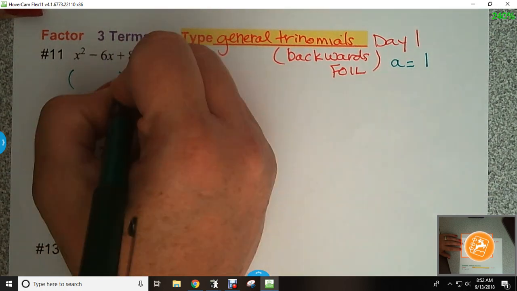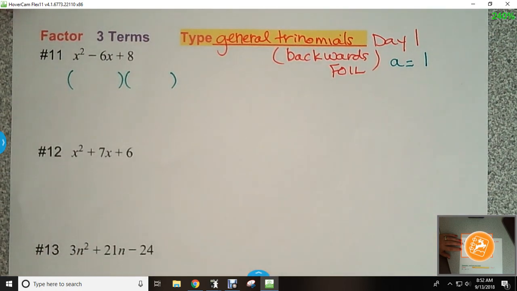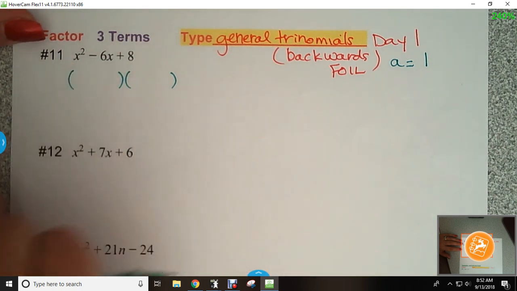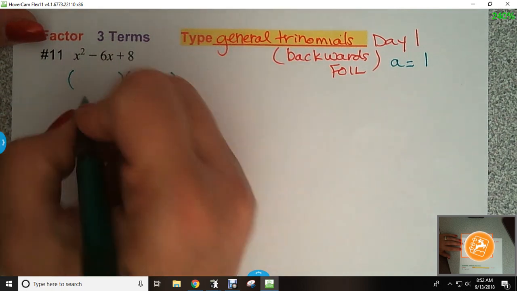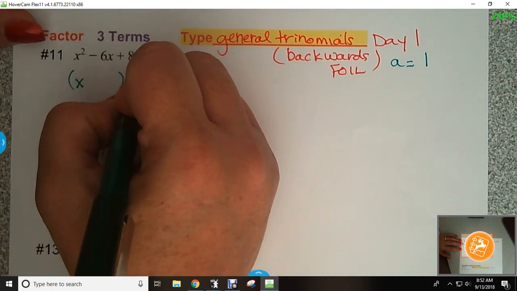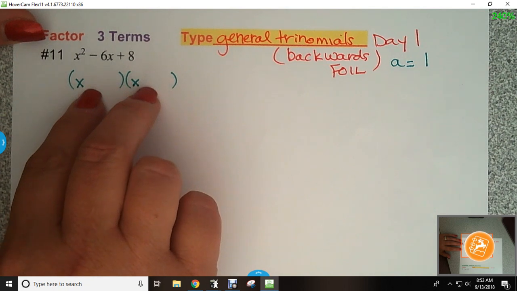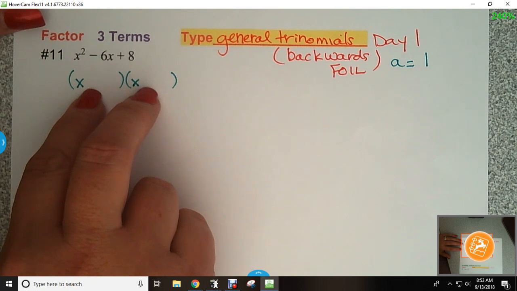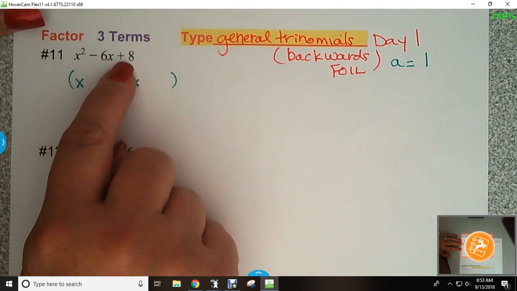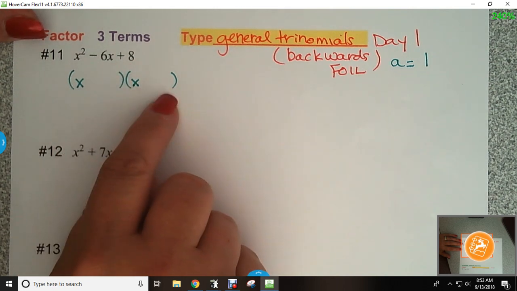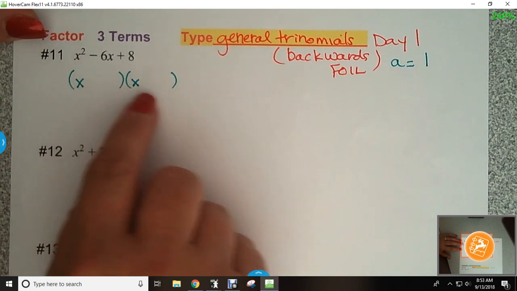So that's where we have 2 sets of parentheses right next to each other. And I've got to figure out, to get an x squared, what do I need to multiply together? Well, I'm going to multiply an x times an x. Now I've got to figure out whether I need plus signs or minus signs, or maybe one of each in these parentheses. To multiply together and get a positive 8, I'm going to need to multiply either 2 positive numbers together or 2 negative numbers together.